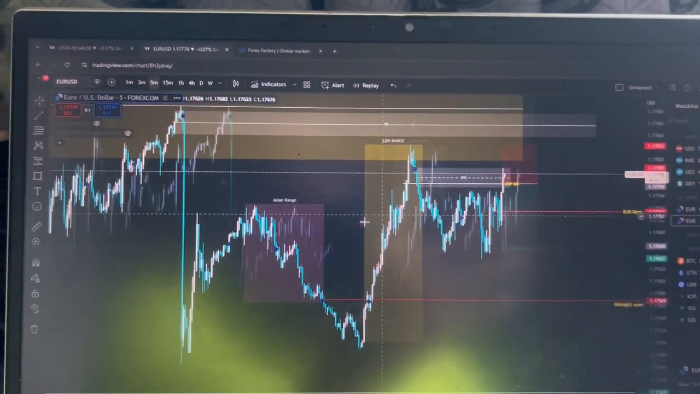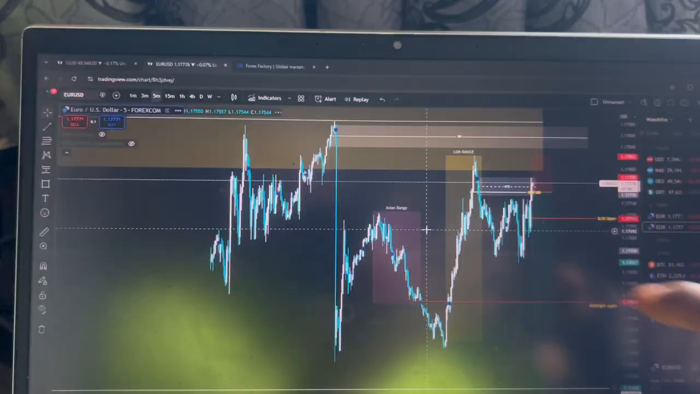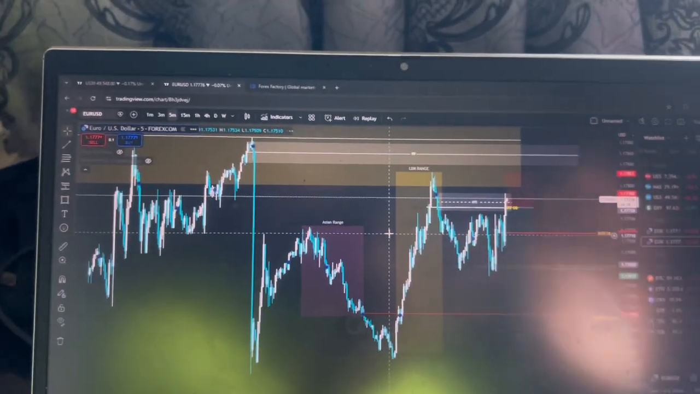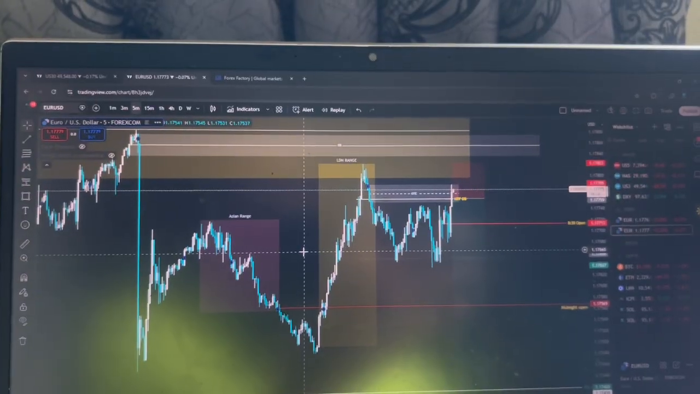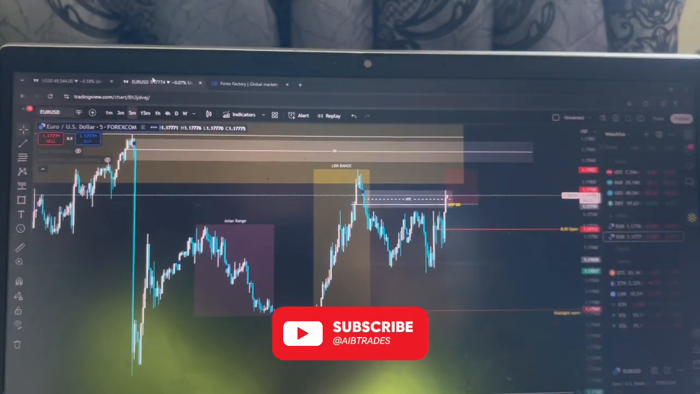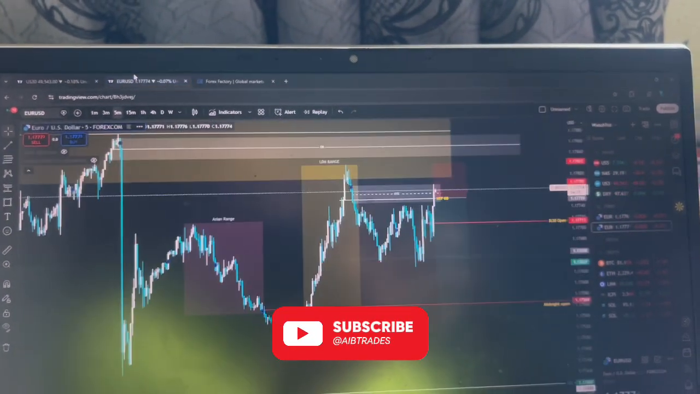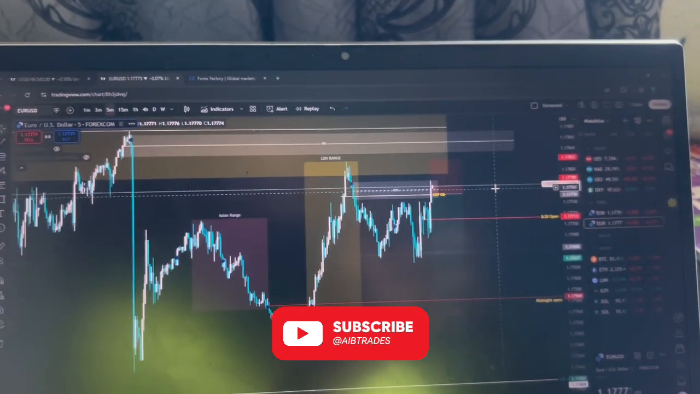I'm risking about $1.4 on this trade based on my $13 account. I started the day with 13 point something, I can't remember the exact value, and we're risking 1.4 something. So let's see how that goes. Yeah, I'll update you guys.